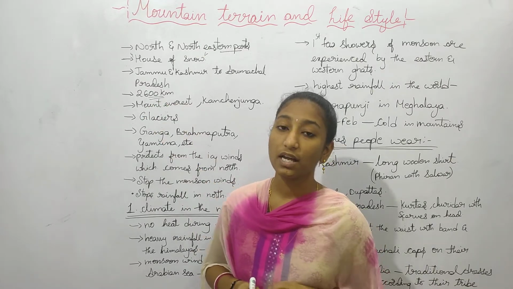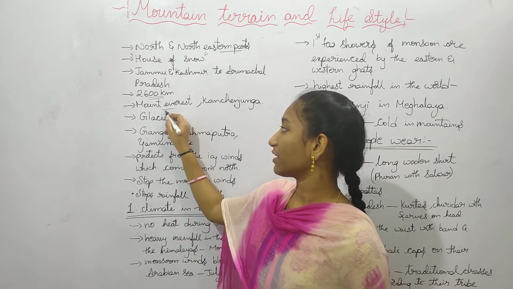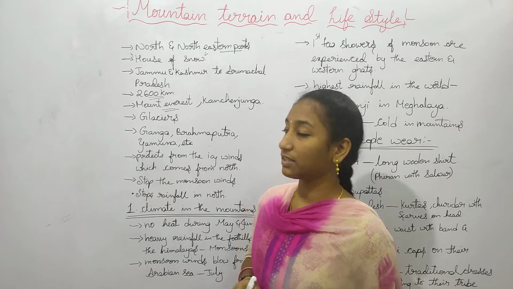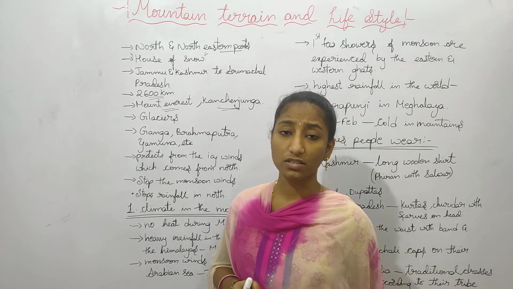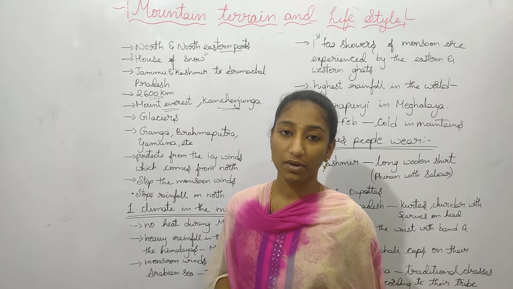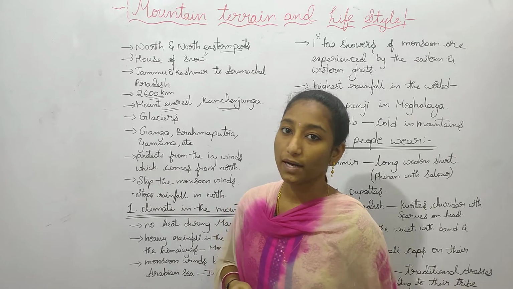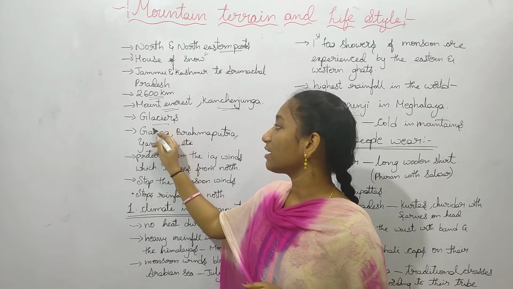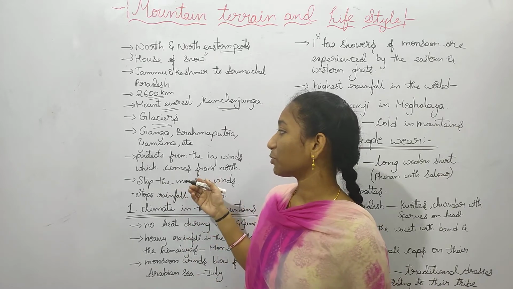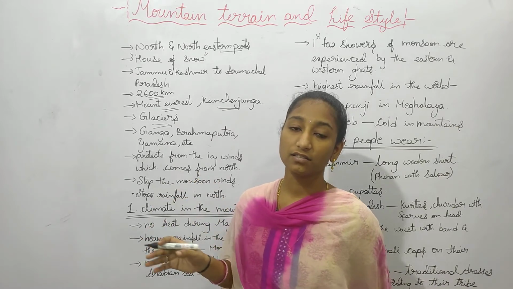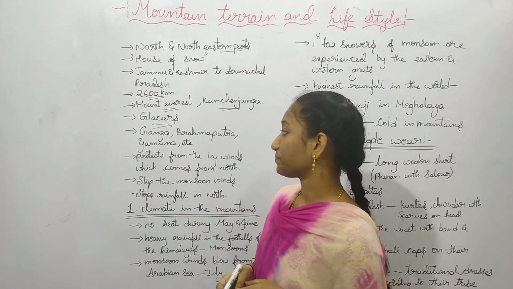2600 kilometers. The highest peak in the world is Mount Everest, and the highest peak in India is Kanchenjunga or K2 peak. The snow present on the Himalayas flows to the lower parts, and these are called glaciers. The rivers like Ganga, Brahmaputra, Yamuna, etc. originate from the Himalayas.